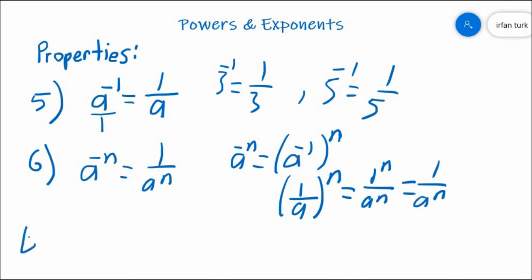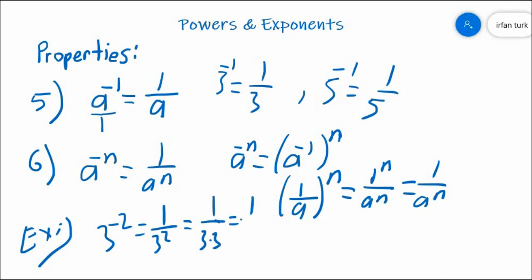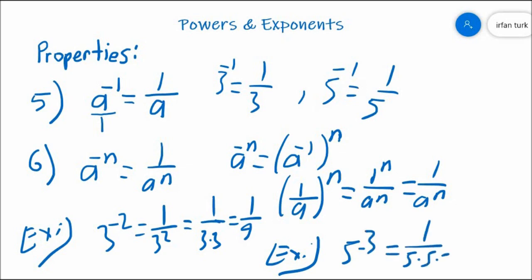So as an example, 3 to the power of negative 2 is 1 divided by 3 squared, which means 1 divided by 3 times 3, which is 1 divided by 9. So let's say 5 to the negative third power is what? 1 divided by 5 times 5 times 5, which is 1 divided by 125.